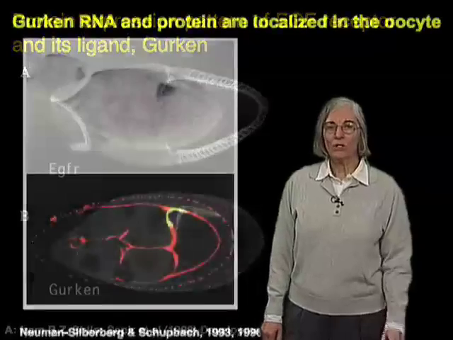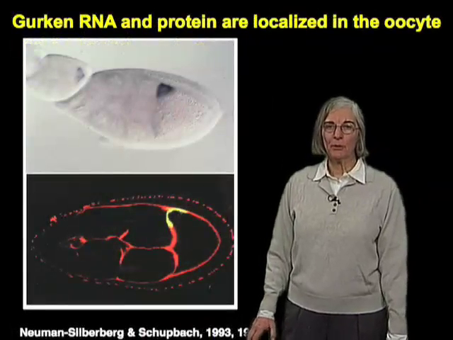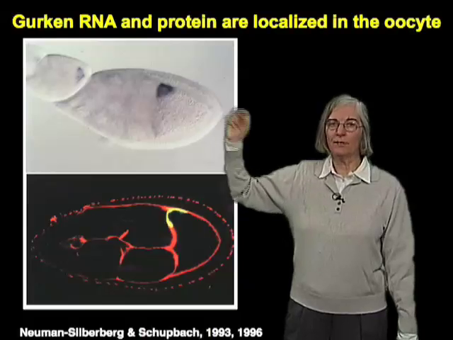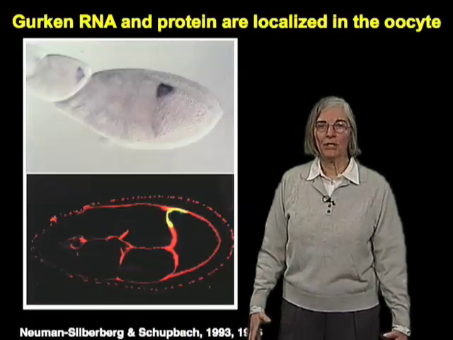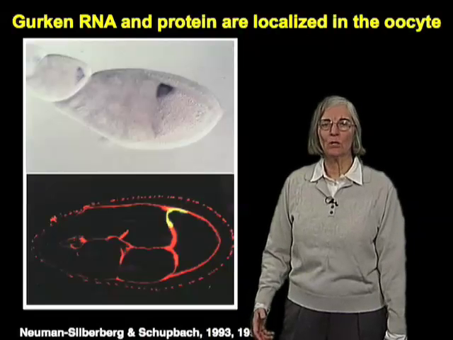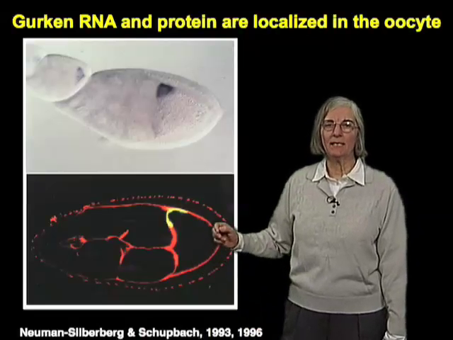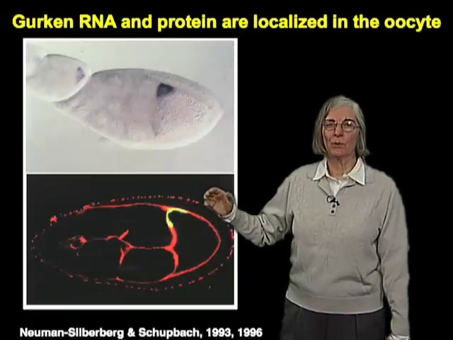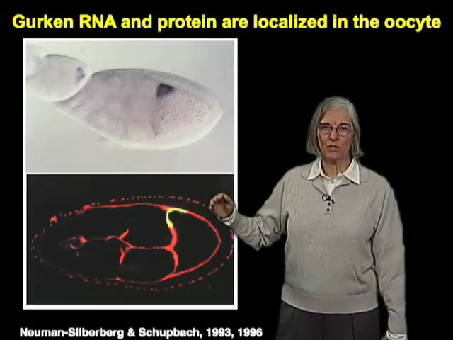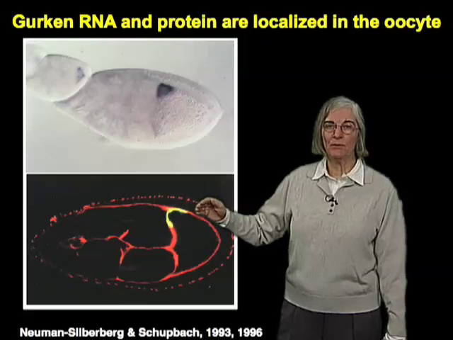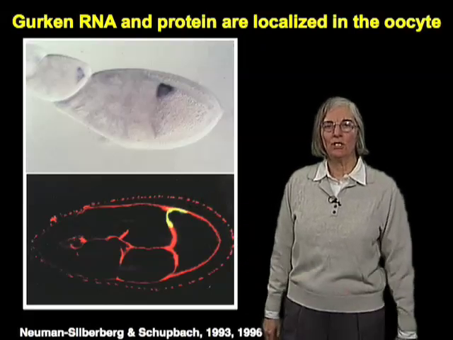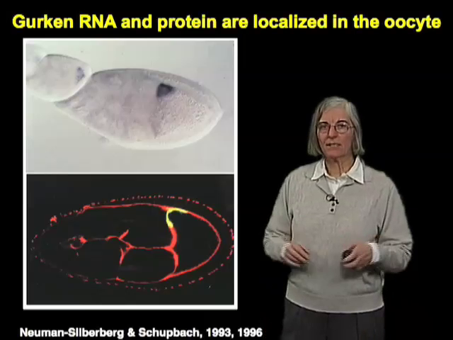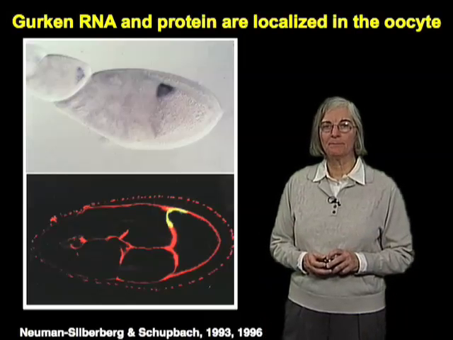The localization of the Gurken protein depends, as I've told you in the second part of my talk, on the localization of the Gurken RNA. Once the RNA is localized and the protein is made, it is then released from the oocyte and diffuses through the space between the oocyte and the overlying follicle cells, binds to the EGF receptor, and starts this pattern formation process.